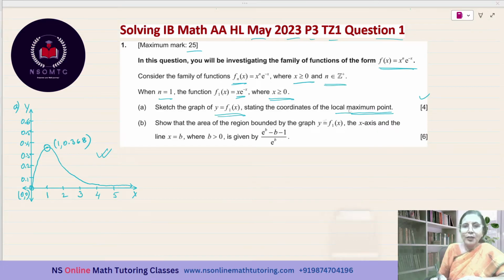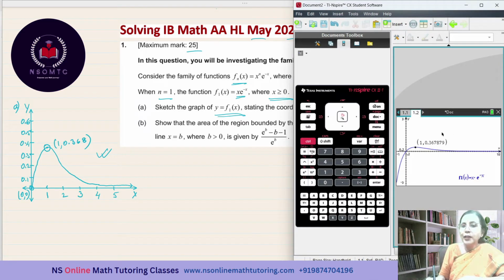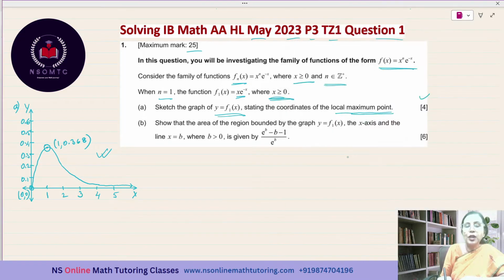Of course, seeing the graph from the calculator, I have plotted the maximum point. The coordinates will be 1, 0.368 up to 3 significant figures. The graph is passing through the origin 0, 0. It will be starting from the origin, in fact, because x is greater than or equal to 0.